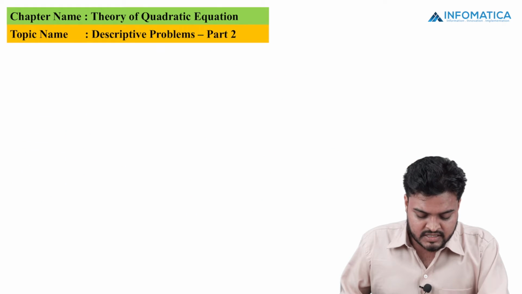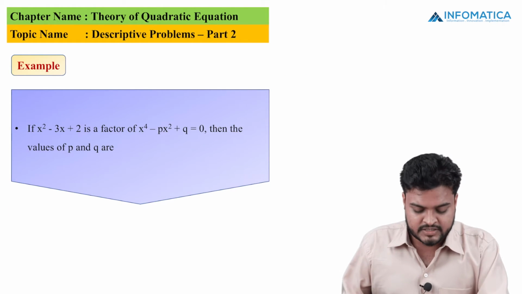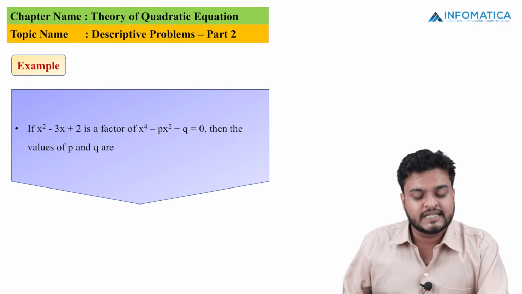So my next question is, if x square minus 3x plus 2 is a factor of x to the power 4 minus px square plus q is equal to 0, then find the value of p and q.